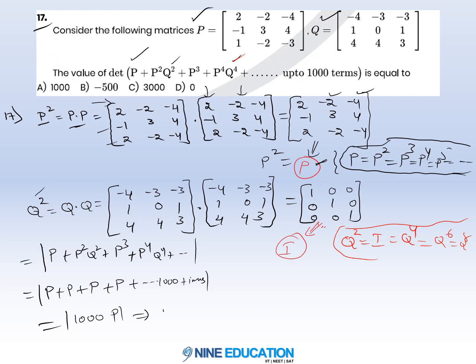Which is nothing but 1000 times whole cube. You can take it outside of the determinant: 1000 cube into det P. So now we just need to solve for det P here. So what is det P?